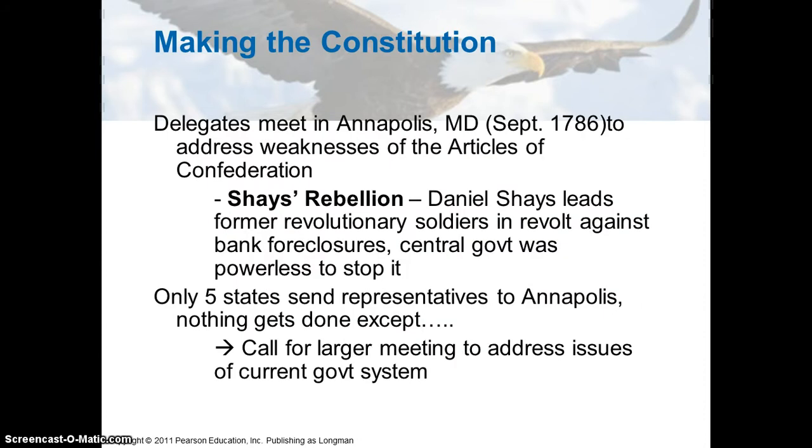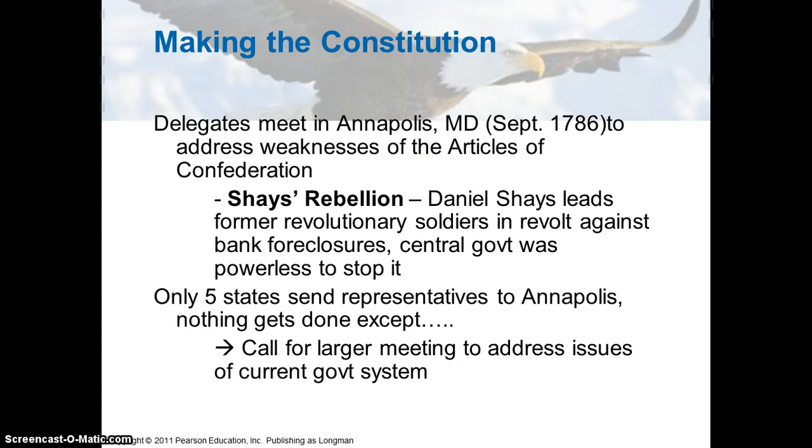So, in 1786, representatives from 5 different states meet in Annapolis, Maryland, to discuss the weaknesses of the Articles of Confederation. The weaknesses are really brought to light by an event known as Shays' Rebellion, where Daniel Shays, a veteran of the Revolutionary War who's actually a farmer, has his property foreclosed on, and many of the people he fought with in the Revolutionary War are also having their farms and land foreclosed on.